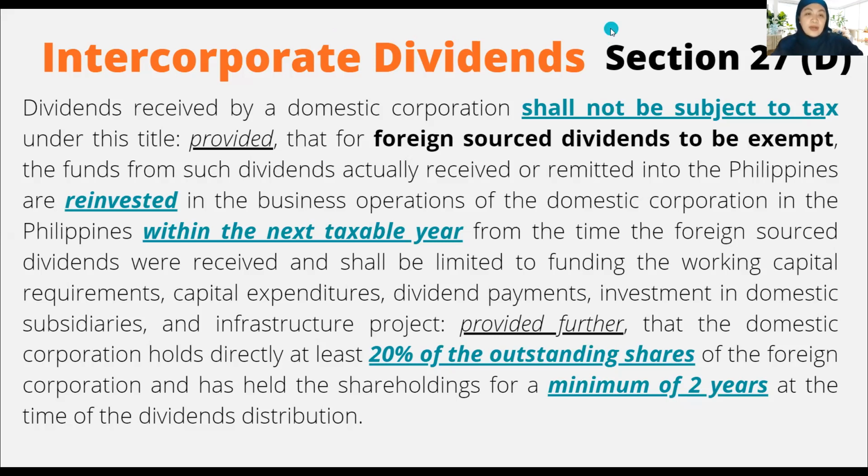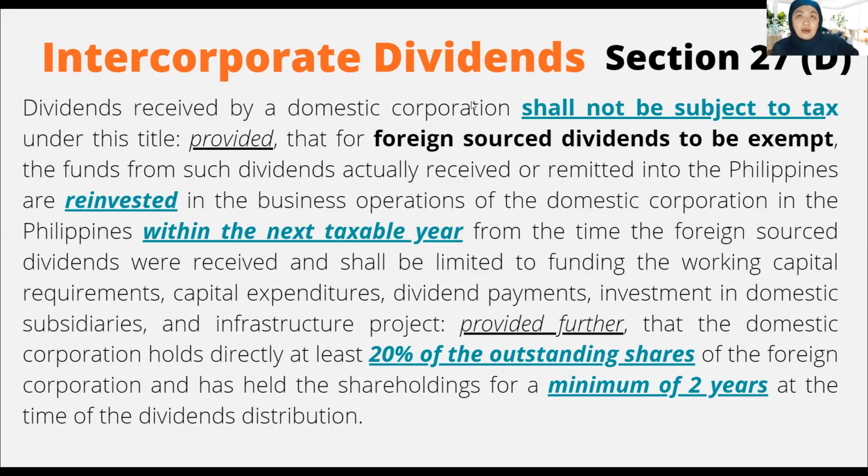So this is part two of the two-part series in our discussion of the CREATE Act of 2021, just continuing on with Section 27D as to intercorporate dividends and its treatment. So we are still within the purview of domestic corporation. This is a quite important provision because there has been a relevant amendment to this particular section.